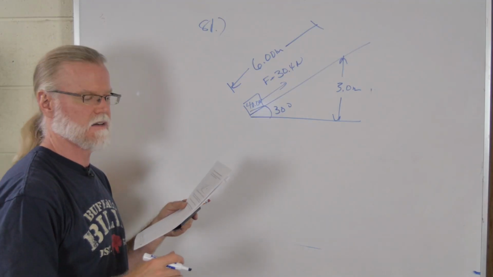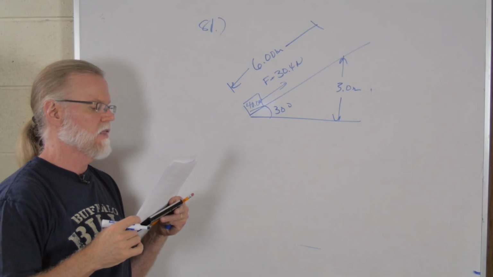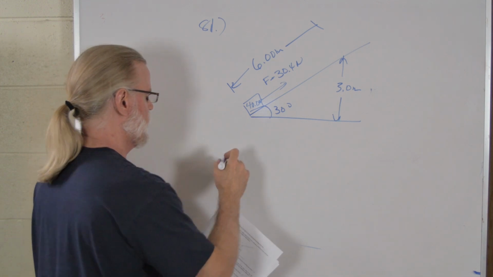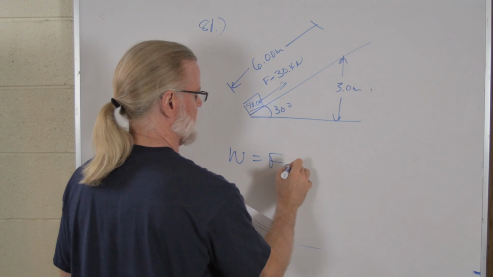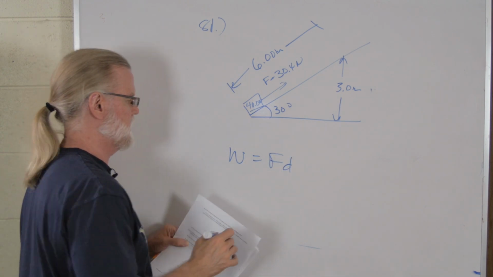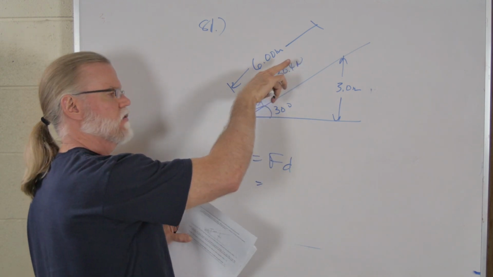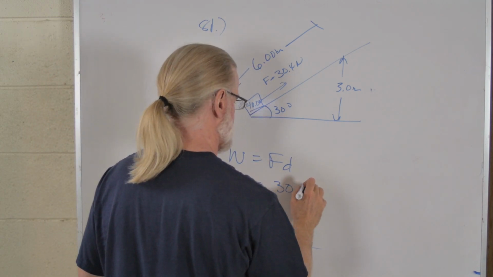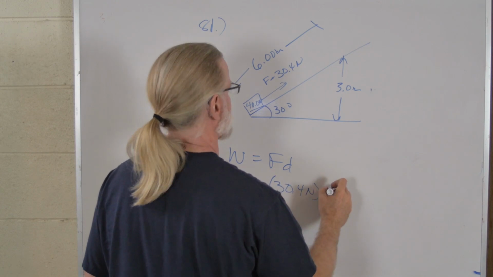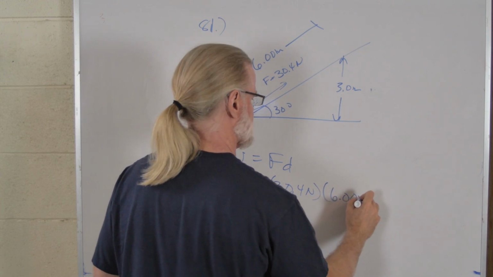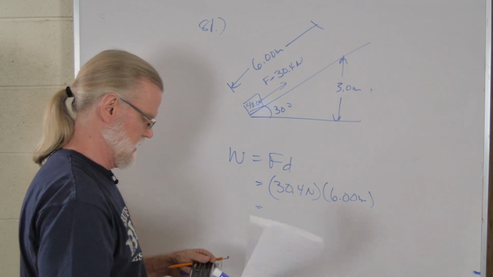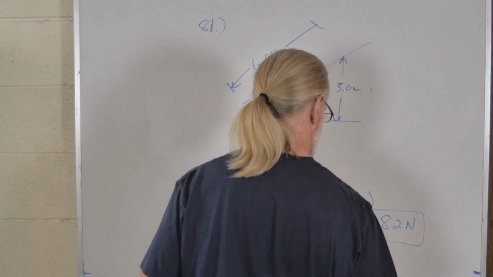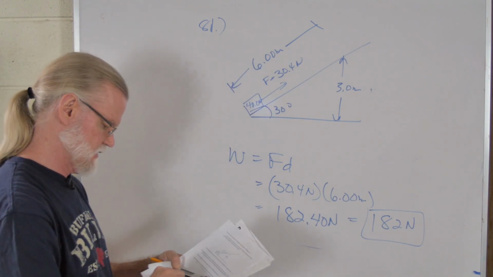Determine the total work done by the 30.4 Newton force. All right, work equals force times displacement, where the force and the displacement have to be in the same direction. The force is this way, the displacement is that way. They're in the same direction, so the force is 30.4 newtons. The displacement is 6 meters. All right, that's the work that this force did. We're going to want 3 significant figures because that's what everything has.